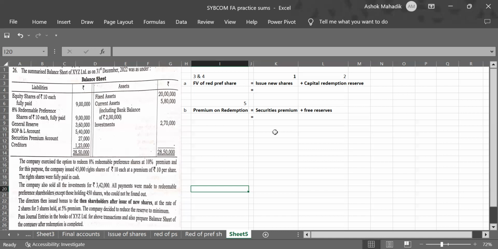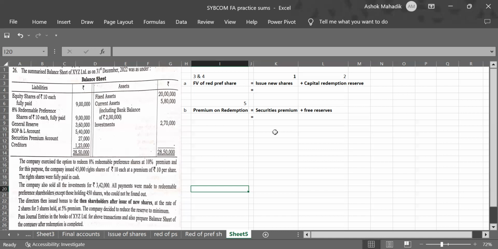The company exercised the option to redeem 8% redeemable preference shares at 10% premium. So we are redeeming the shares at 10% premium, so we need to make two equations. Okay. And for this purpose, the company issued 45,000 right shares of rupees 10 each at a premium of 10 per share. So these right shares are issued to existing equity shareholders, and the issue price is 10 plus 10. The face value is 10 plus premium we are charging is 10. So one share is sold for 20 rupees. Okay.